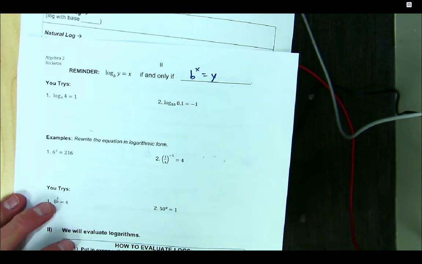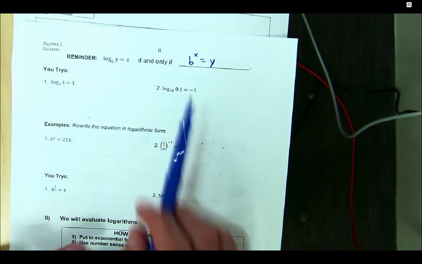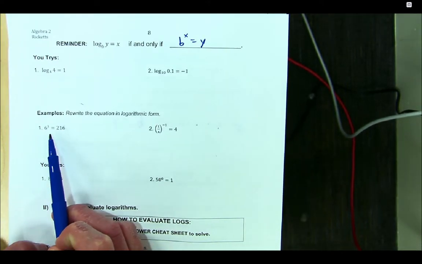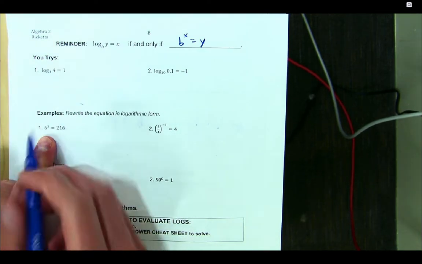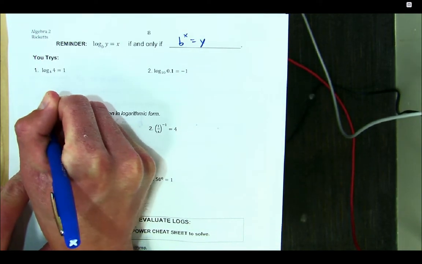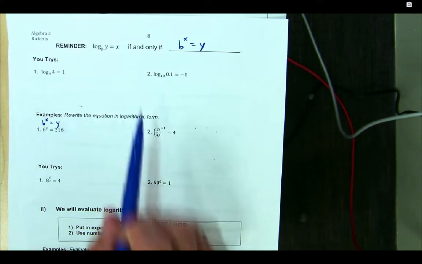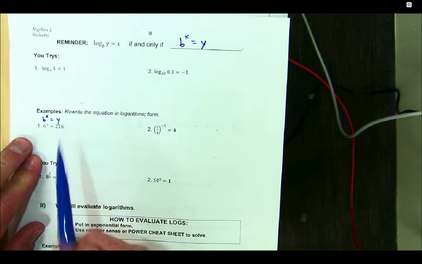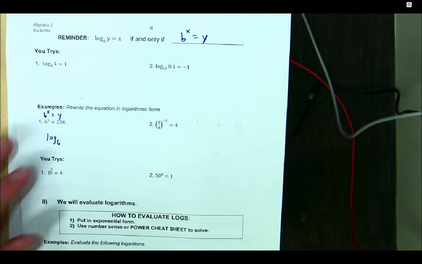All right. So those were when we were in log form and we rewrote it to be in exponential form. Now we actually have exponential form and we're going to rewrite it in log form. So what we have here is now my b to the x is equal to y, and now I'm rewriting it in this form. So my base is 6, so the base of my log will be 6.